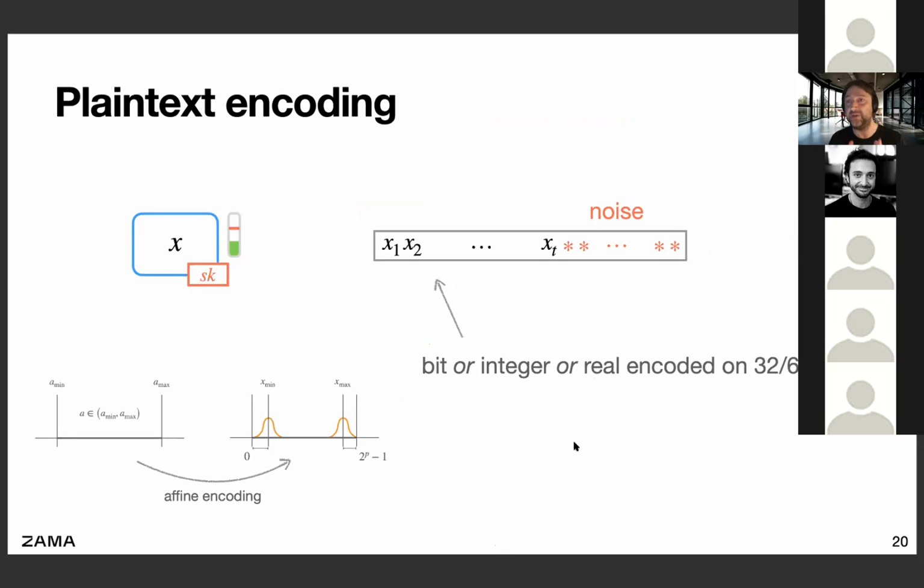So this is very familiar to all of you, I guess, that the X that is inside is actually just a machine word, just an integer. And so you can use this format to encode, as I said, a bit or an integer or a real value using some kind of an affine encoding. But the important notion here is that there is noise on the right, on the least significant bits.